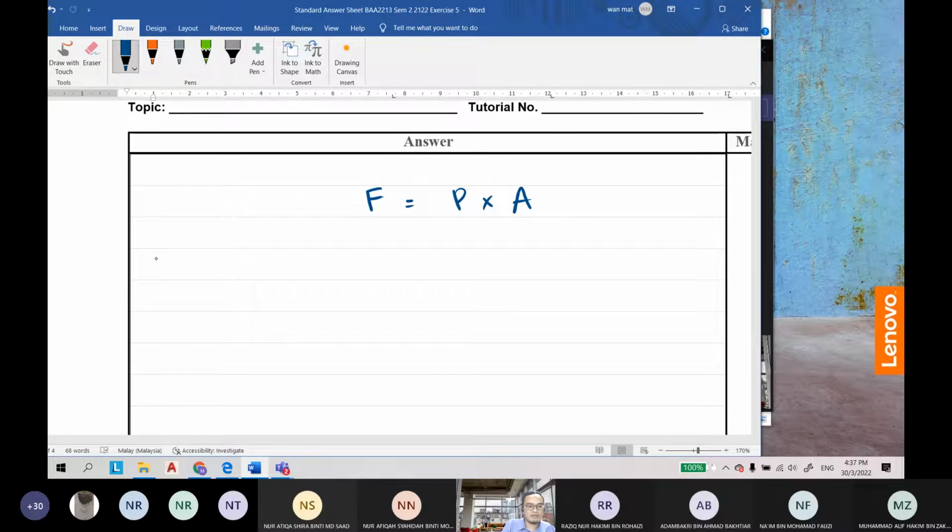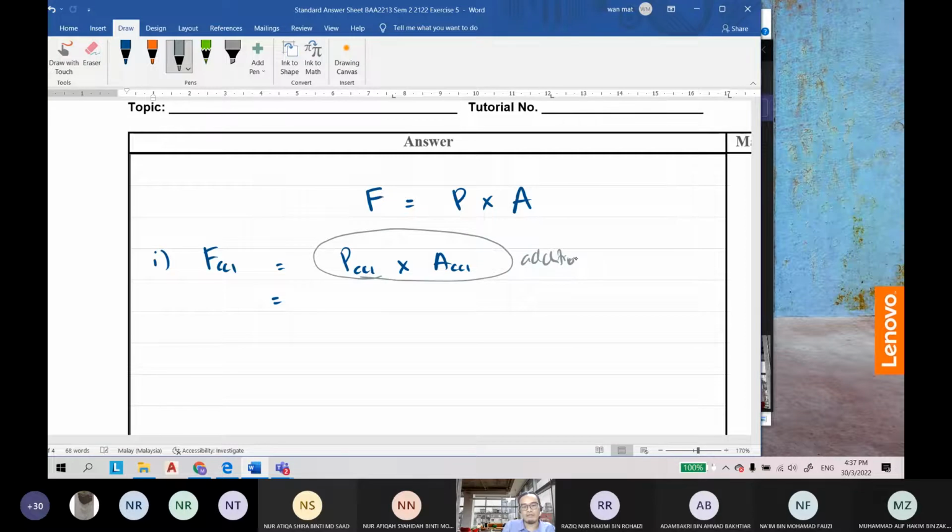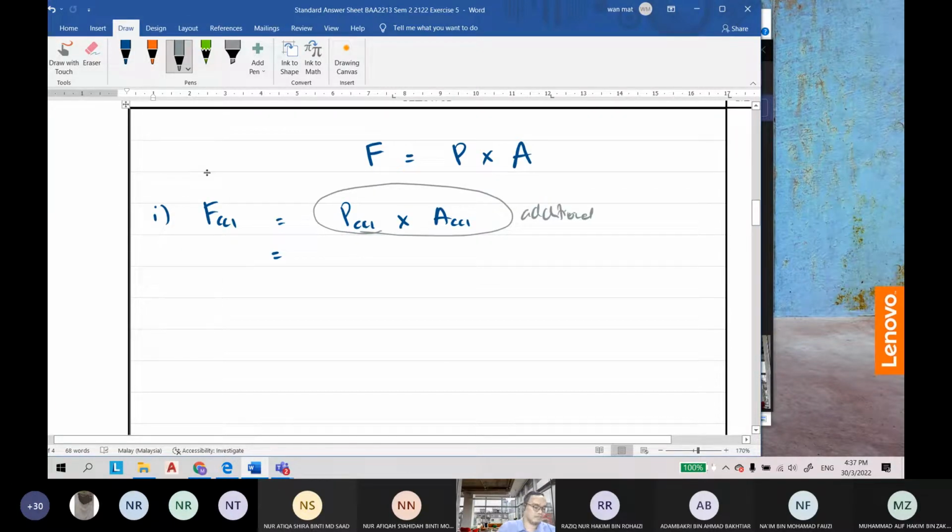So the first one, what we have is FCC1 equal to pressure for CC1 times the area of CC1. This one is just my additional remark for you, for me to explain. You will not find it in your module. This is just further explanation from me.